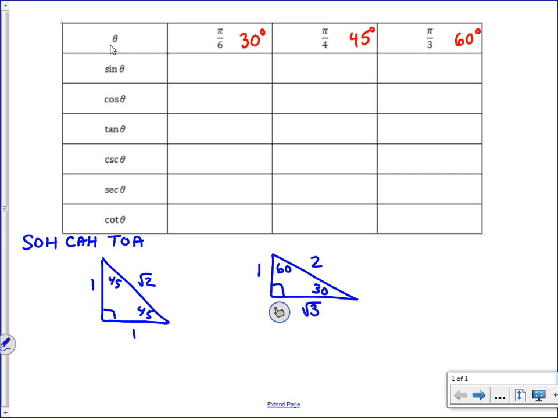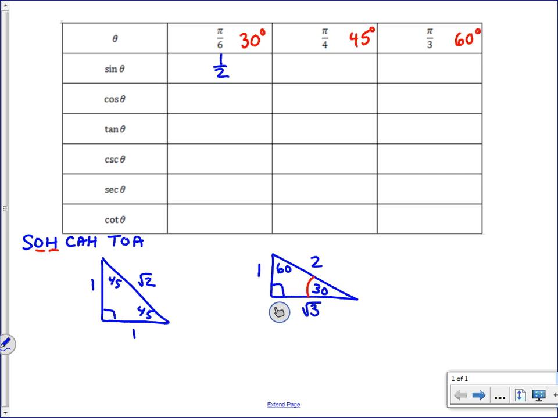So in this cell of the table right here, I'm asked to find the sine of 30. I'm reading it like this, sine of 30 degrees. So I go to my triangle that has a 30-degree angle in it, which is over here, and I'm talking about sine. So I'm going to do opposite over hypotenuse and set up that ratio, which here is 1 over 2.